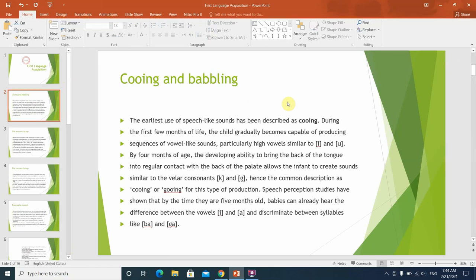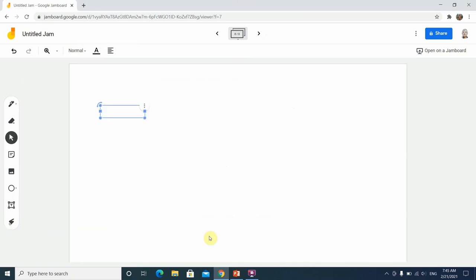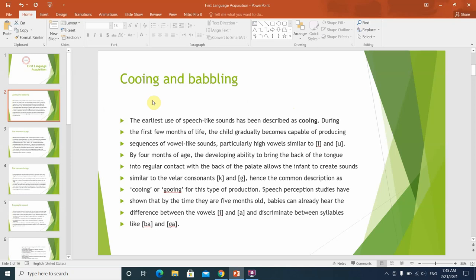Okay, now let's go to the stages that children follow in acquiring their language. There are stages that children all pass through in acquiring language. We said the first stage, which we talked about before, is listening. We test by listening. We click our fingers and we can understand that the child is able to produce language. But then we come to cooing and babbling, and we put them together because they are interrelated.